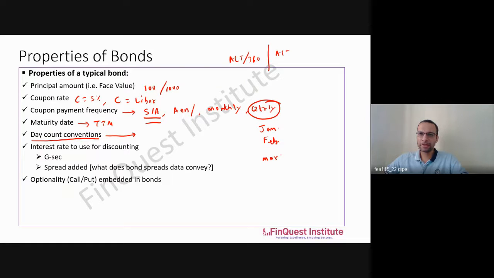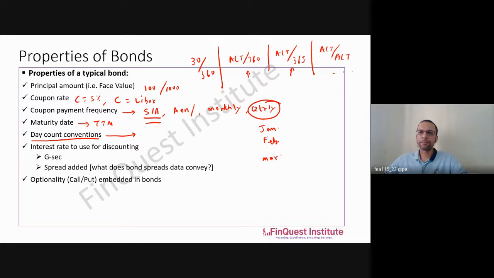They could be Act by 365, which is something we follow in India. This is something which is in the United States. You can also have an Act by Act, etc. So all of these are what we call day count conventions. Why we require day count conventions is because we need to count this Act which is there at the top. So you can also have something like fixed 30 by 360. This is also another convention which could be used.